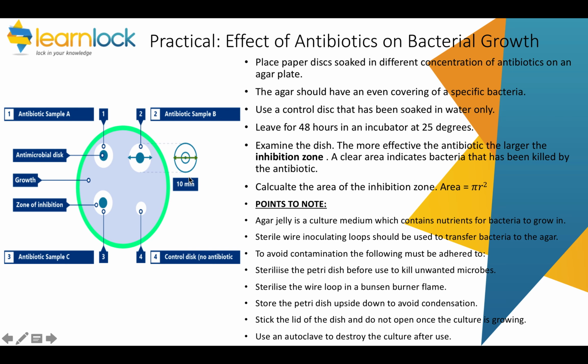Now remember, any practical involving culturing bacteria, you need to make sure that you use a sterile wire for inoculating. So when transferring bacteria, use a sterile wire loop, and you sterilize that by running it through a Bunsen flame. You would also avoid contamination by sterilizing the Petri dish, by storing the dish upside down, and also not taking the lid off, sticking it around the side loosely to stop anything growing. Once you've finished with the agar dish, you would then destroy it in an autoclave.